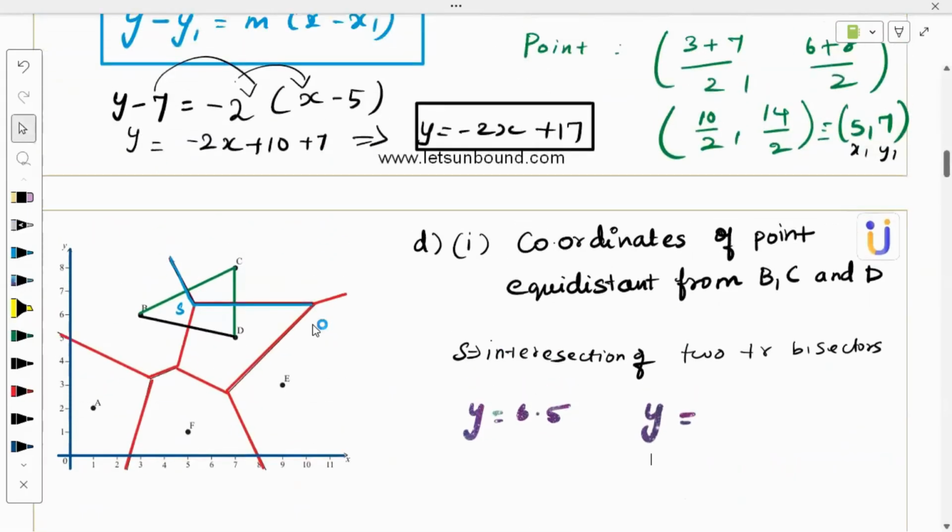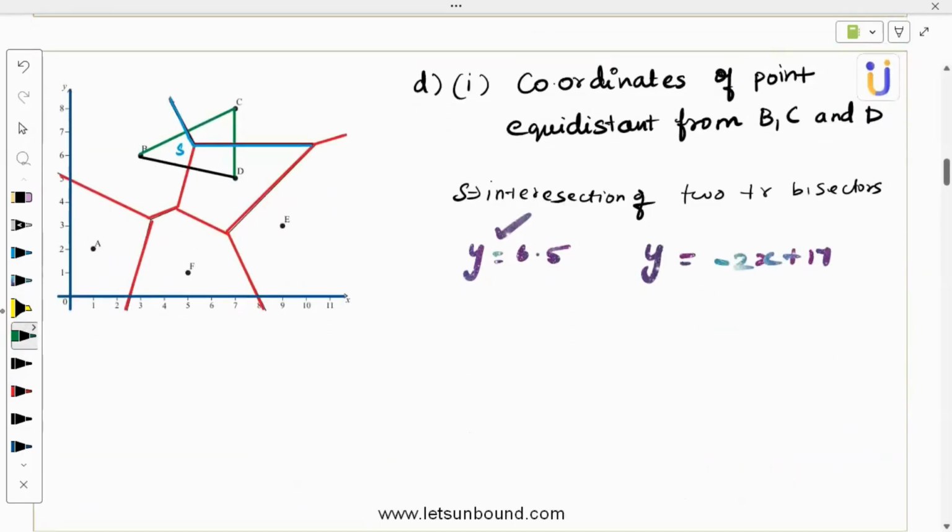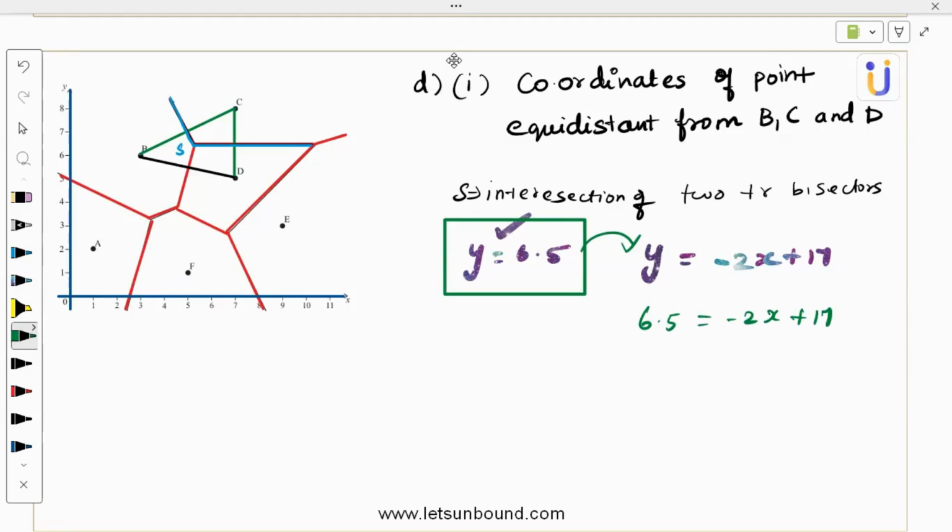That's the idea, right? So y equals -2x plus 17. Okay, the y coordinate we already have, because it's a horizontal line. So we got that y value. So just substitute y and find x. That's it. We will get a coordinate. So 6.5 equals -2x plus 17. And we can solve this equation using the algebraic solver on the GDC. Let me quickly show how to do it.